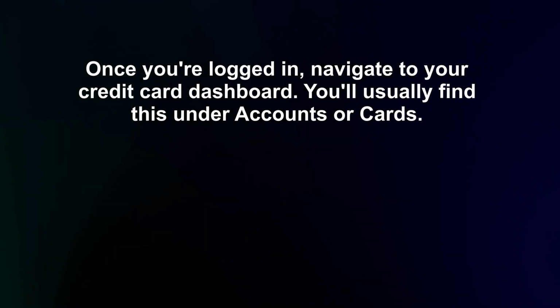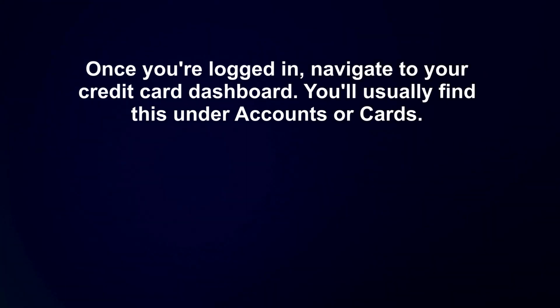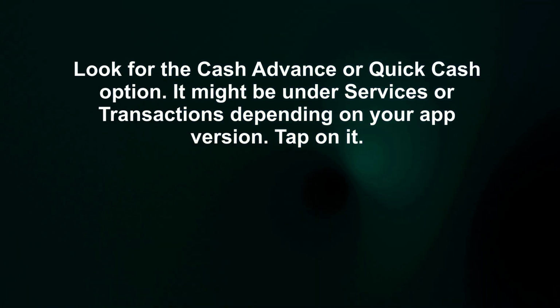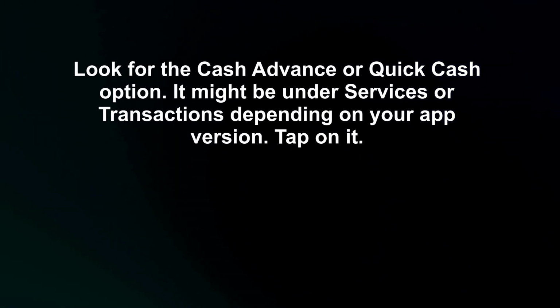Once you're logged in, navigate to your credit card dashboard. You'll usually find this under Accounts or Cards. Look for the Cash Advance or Quick Cash option. It might be under Services or Transactions depending on your app version.